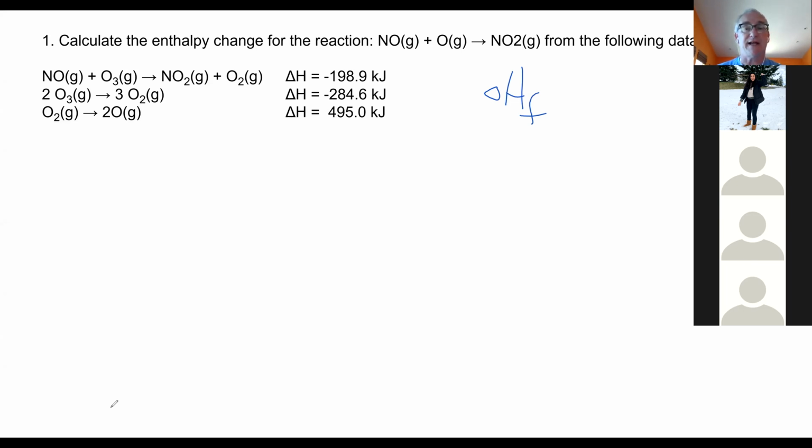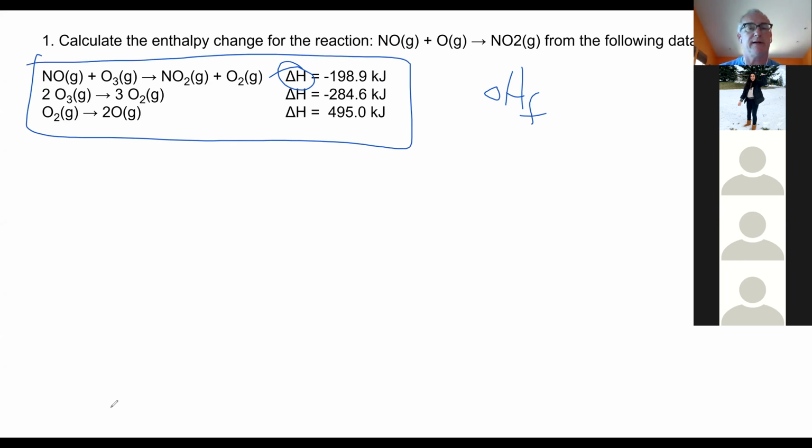If you just see delta H reactions like we have here, then that means it's going to be a Hess's law question. And we're going to have to look for our reactants and our products in these three reactions right here.